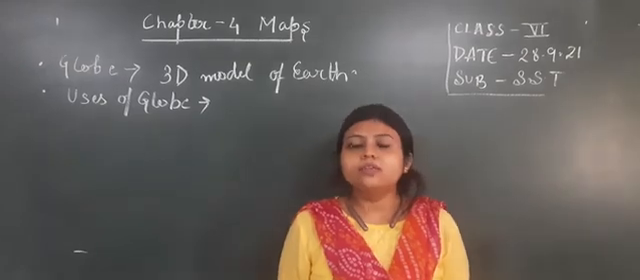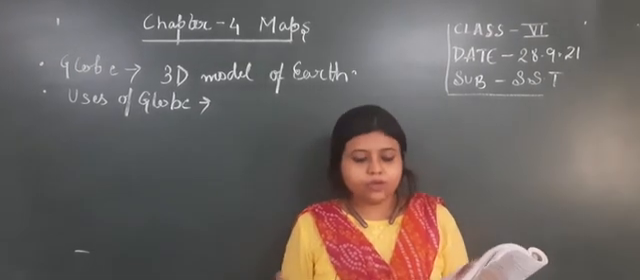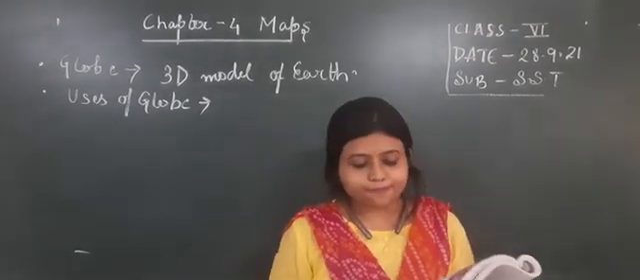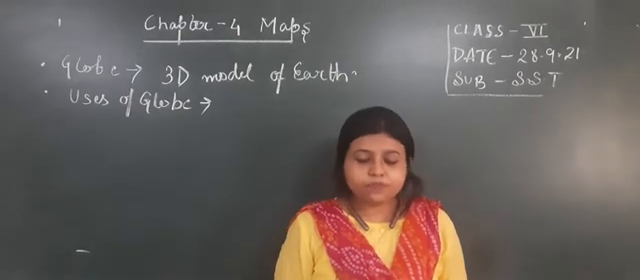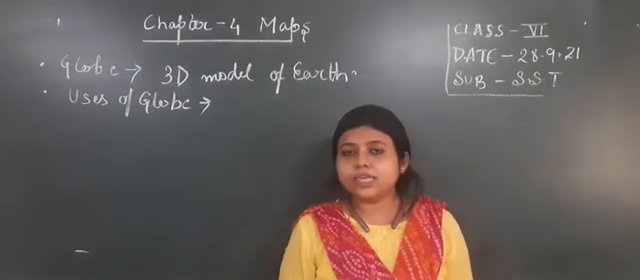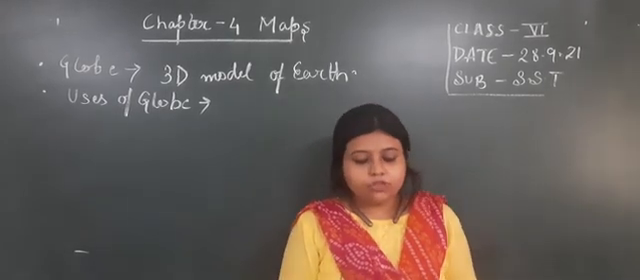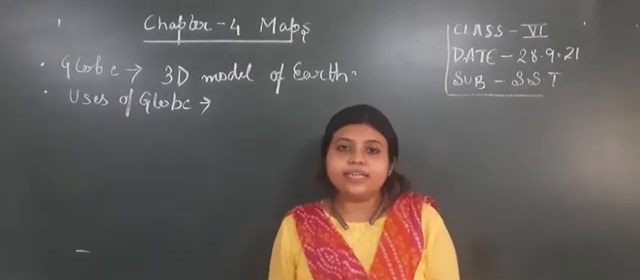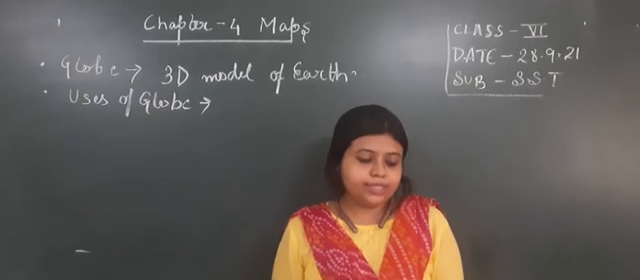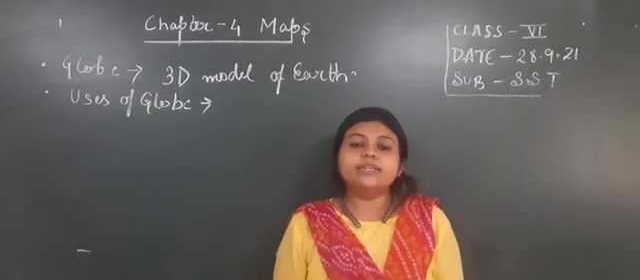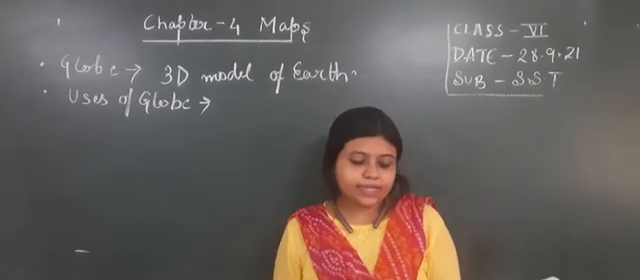So for that, we can't use it, because the shape of the globe is bulky. Next, it cannot provide detailed information. We cannot get the detailed information of a particular place, such as landform, vegetation, soils, climatic condition, transport routes and agriculture.